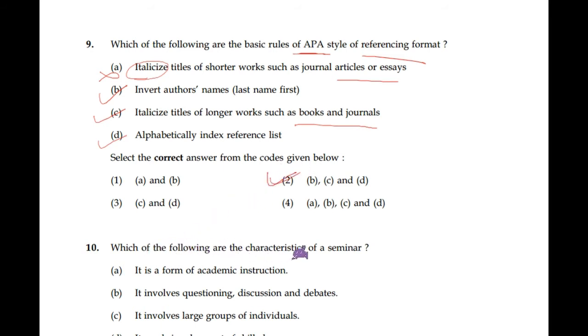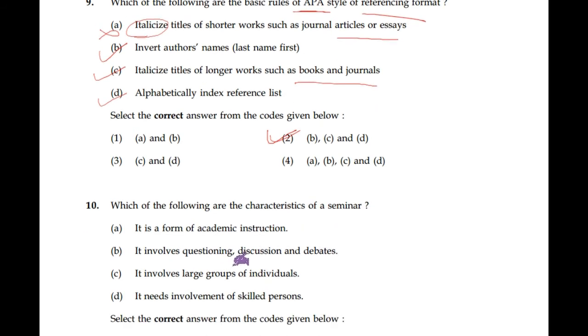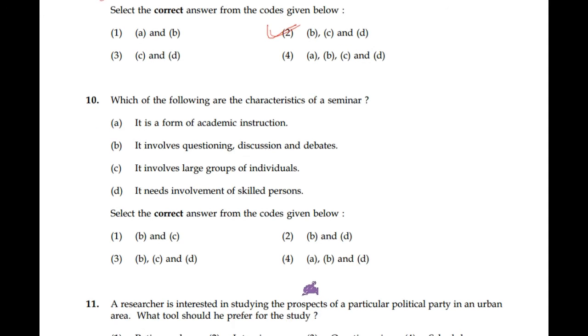Which of the following are the characteristics of a seminar? It is a form of academic instruction. It involves questioning, discussion, and debates. It involves large groups of individuals. It needs involvement of skilled persons. So here correct answer is 4, A, B, and D. So this is not true. Rest of the options are correct.